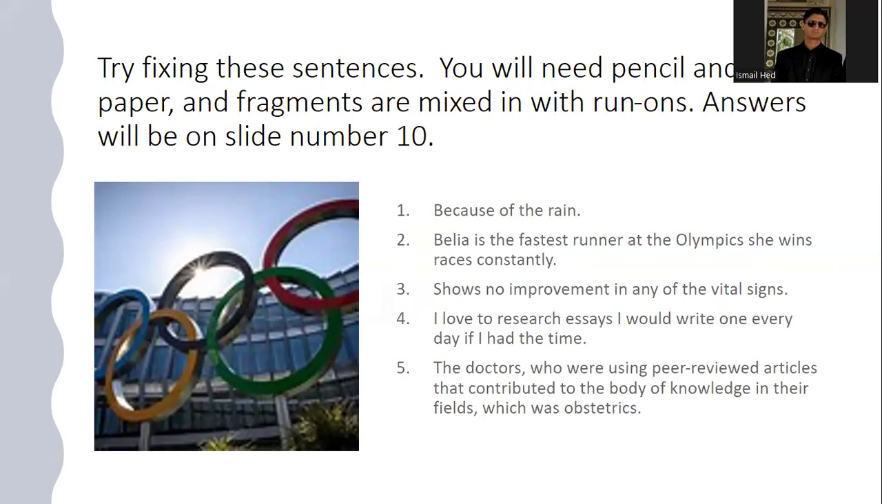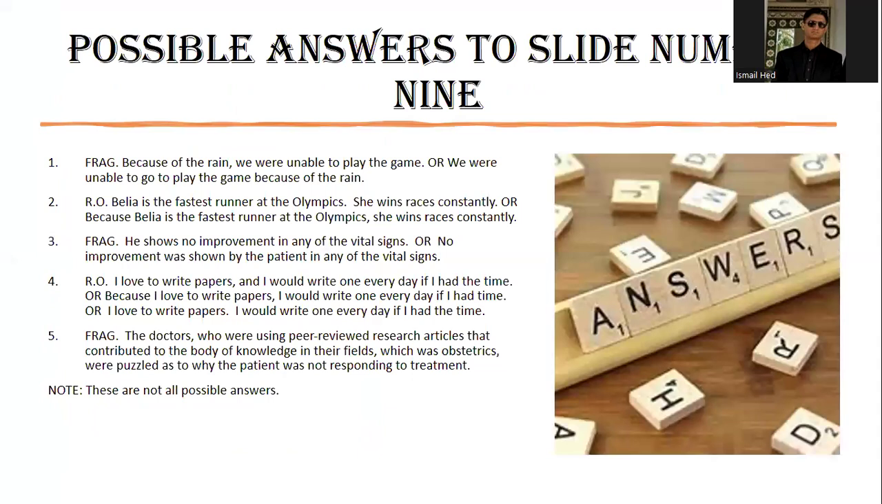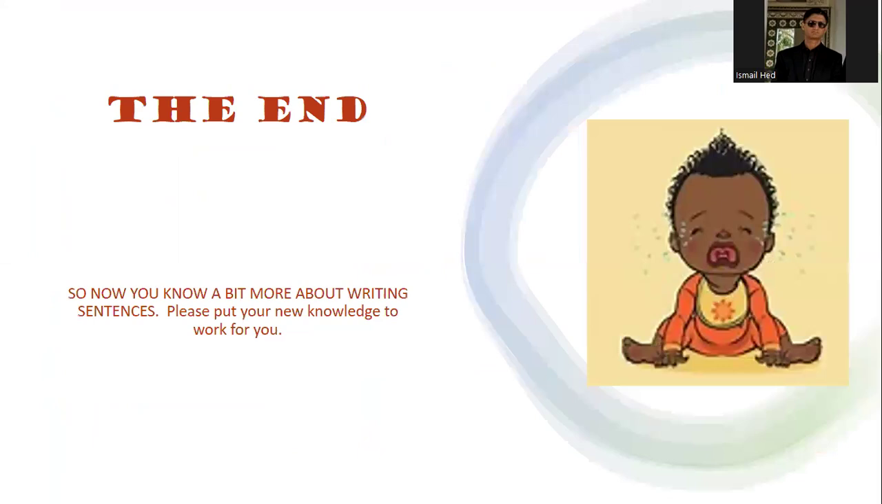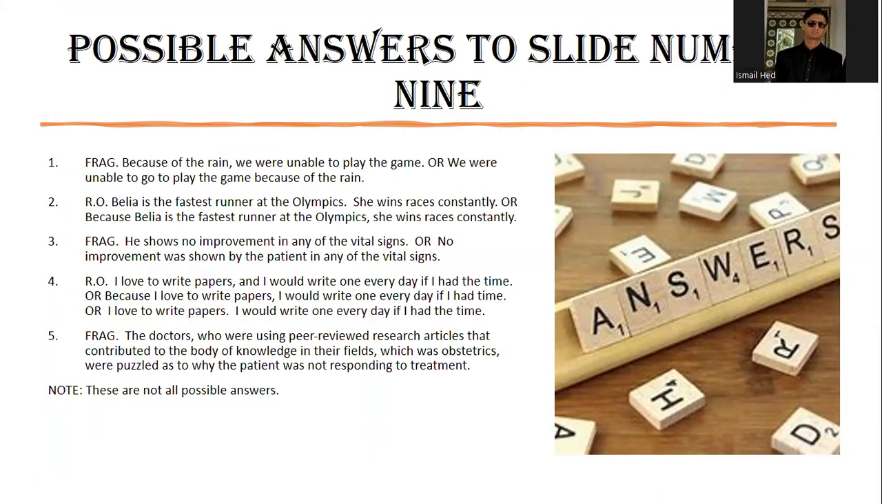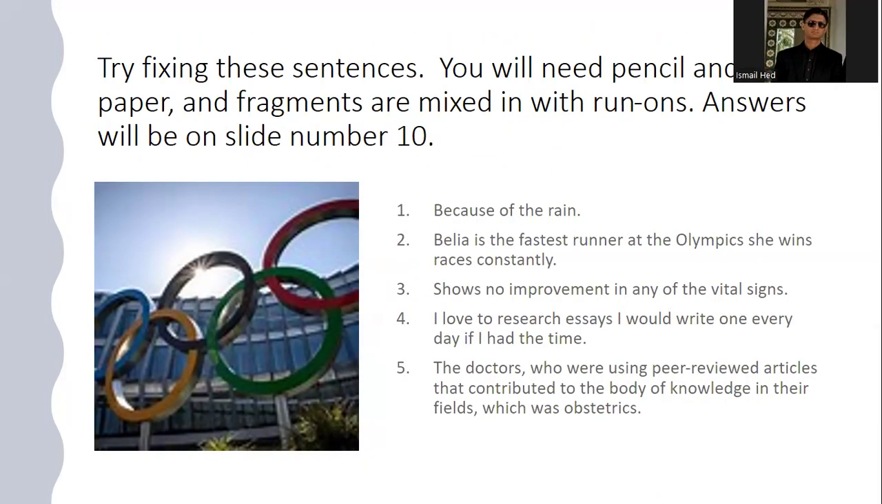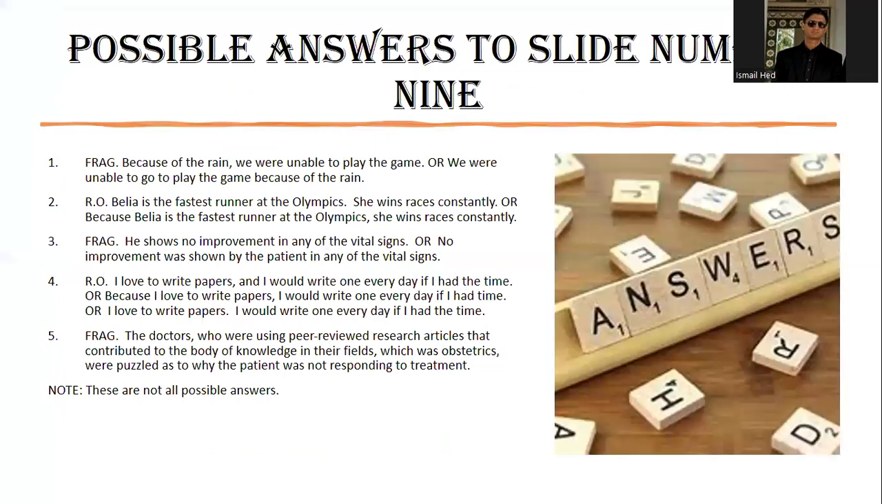"Because of the rain." "Bella is the fastest runner at the Olympics." "She races." So these are some examples that can be fixed, like "Because of the rain, we were unable to play the game." Similarly, "Bella is the fastest at the Olympics. She wins races constantly." Likewise, in this example, "shows no improvement of the vital sign," and the answer could be "He shows no improvement in any of the vital signs."